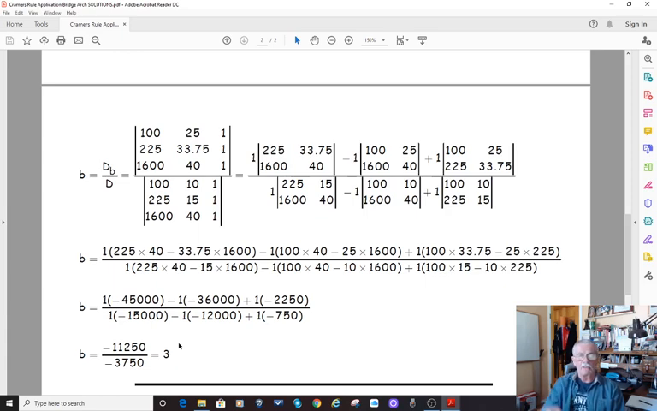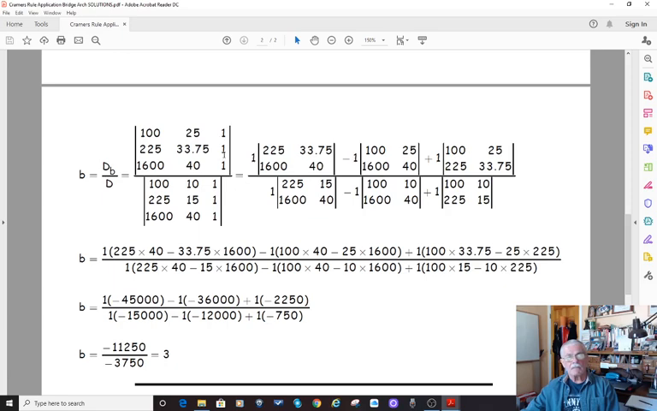And I will remind you that in this case, of course, the second column, so that would be the B column, is replaced by the constants 25, 33.75, and 40. And here is expansion by minors. And of course, the denominator is D, the determinant of the coefficients, and that, of course, is the same as we previously did, so that's going to be a negative 3750 again. So let's work on the top one. Just do it quickly now.